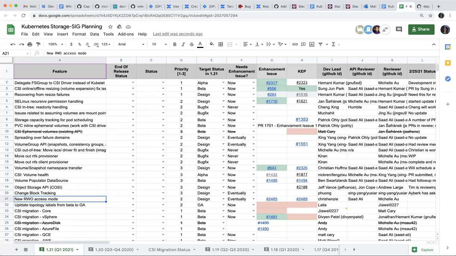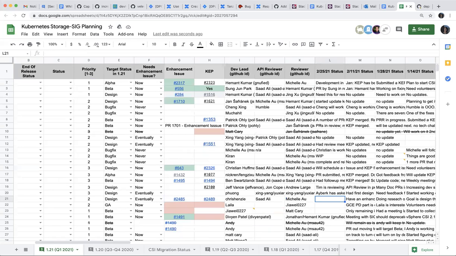Next one is a new read-write-only access mode. So Chris is working on this. Is Chris here? Enhancements issue, working on a draft. Yeah, he has a provisional CAP out. I took a look at it. It looks fine for a provisional CAP. It just sort of states the problem, and so he's working on adding more design details to that. Okay, thanks.